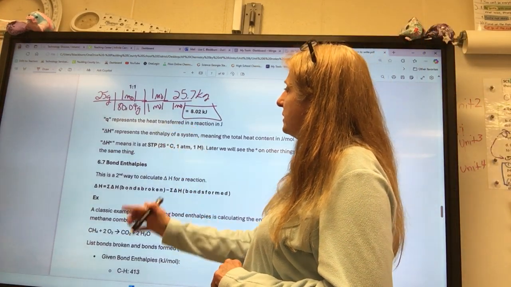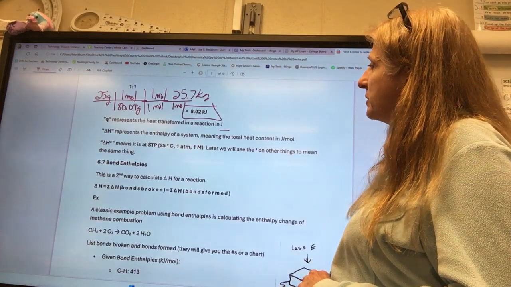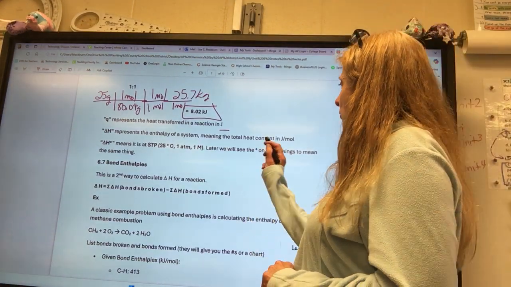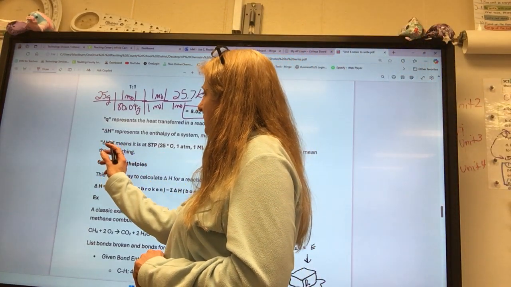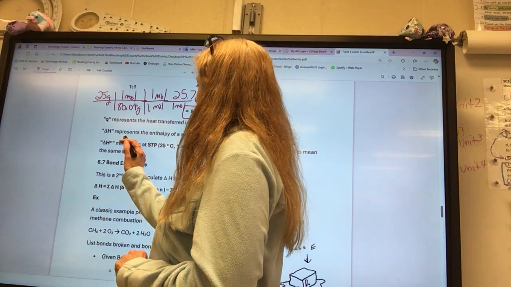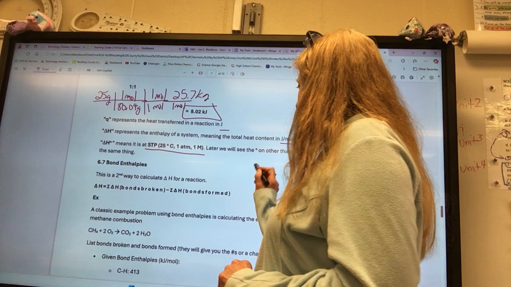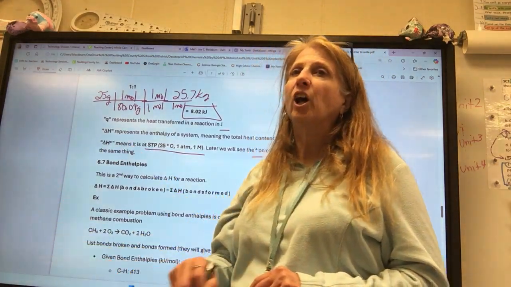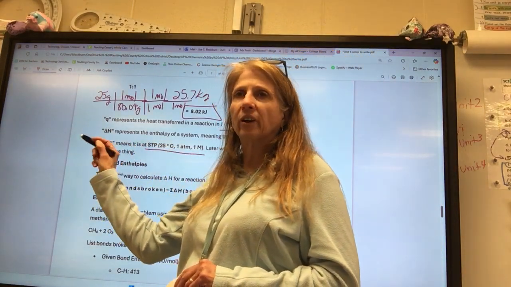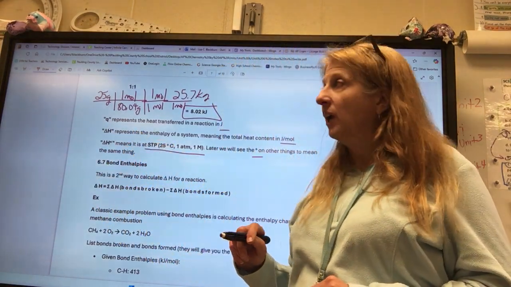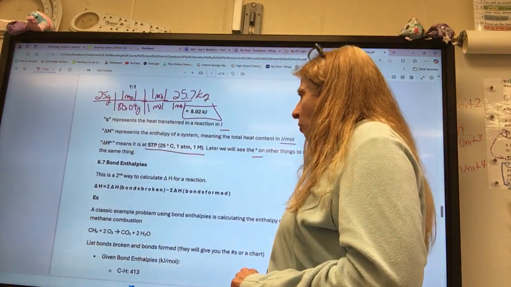So Q represents heat transferred in a reaction, in joules. We're talking about units. Delta H represents the enthalpy of a system, meaning total heat content, so it's usually joules per mole. And here's another sign. Sometimes delta H gets a little degree mark, like temperature, and that's a symbol meaning that this is at STP. So later we're going to see that a degree can mean at STP, in later units. If something has a degree that's not temperature, then it probably means STP. Once again, we're using the same symbol to mean something different.